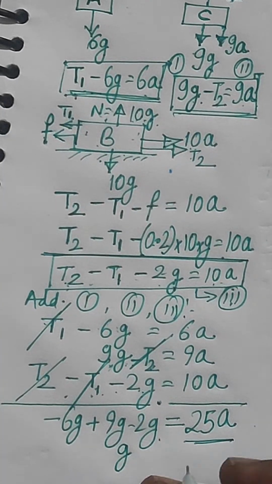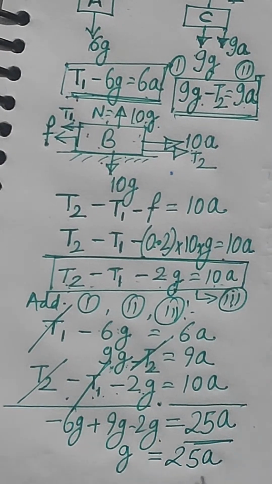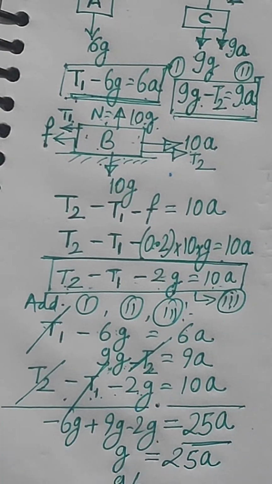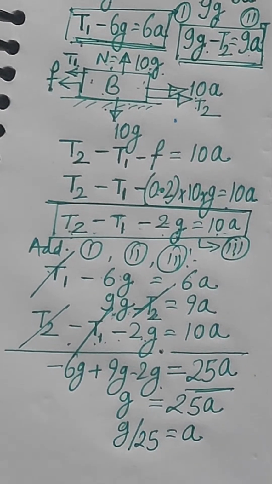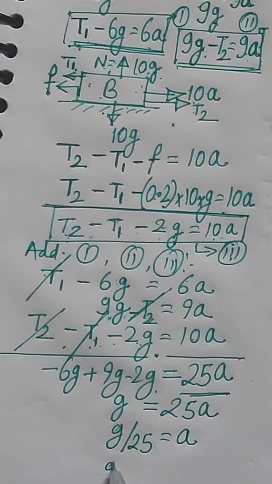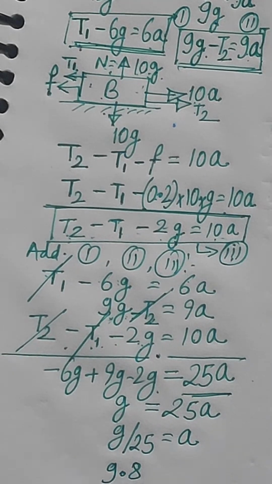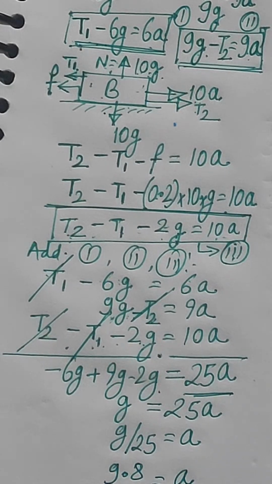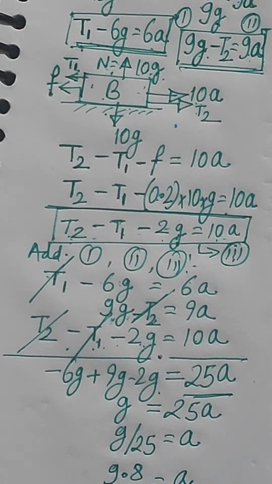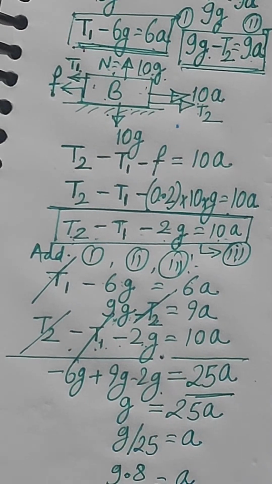So the value of G is the only thing remaining on the LHS, and on the RHS we have 25A. So this will give you G by 25 as the value of A, right? G by 25 as the value of A, and if G is 9.8 meter per second square, divide it by 25 to get the value of A, right? When you divide it by 25, the value will come to more or less 0.3 something meter per second square, right?